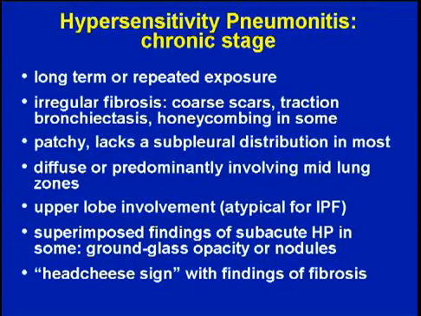Again, that's different than the interstitial pneumonias. Upper lobe involvement is quite common, and that would be very atypical for IPF. Superimposed findings of subacute hypersensitivity pneumonitis are present in some patients with fibrosis, so you can see ground glass opacity or centrolobular nodules mixed in with fibrosis. And basically, the head cheese sign with findings of fibrosis is what you might see.